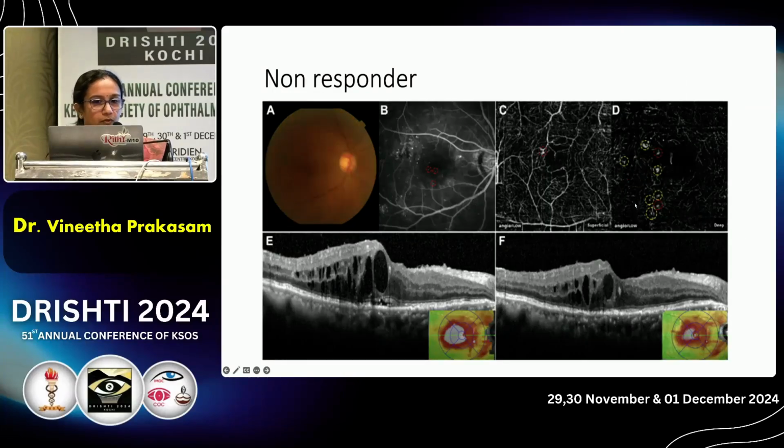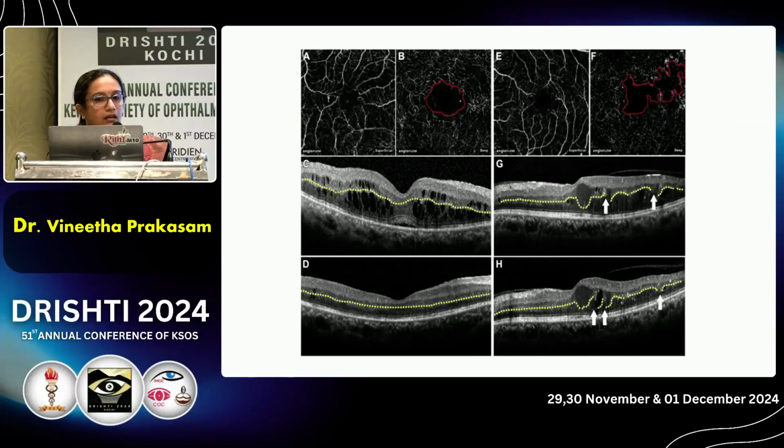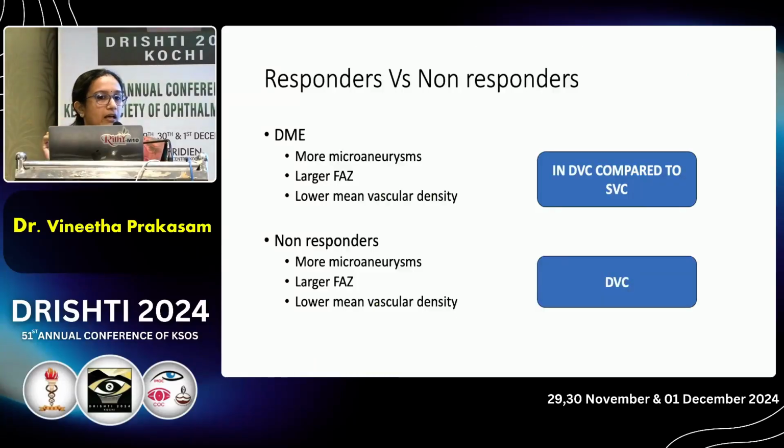This is a microaneurysm. Non-responder group, again they studied the superficial and the deep plexus. What they observed is, this is again the foveal avascular zone. The left side image is the responder group, the foveal avascular zone, and the non-responder group, the irregular foveal avascular zone. What they identified is that in all patients with DME, whether they are responders or non-responders, there were more microaneurysms, larger area of foveal avascular zone, and lower mean vascular density in the deep vascular complex compared to the superficial vascular complex.